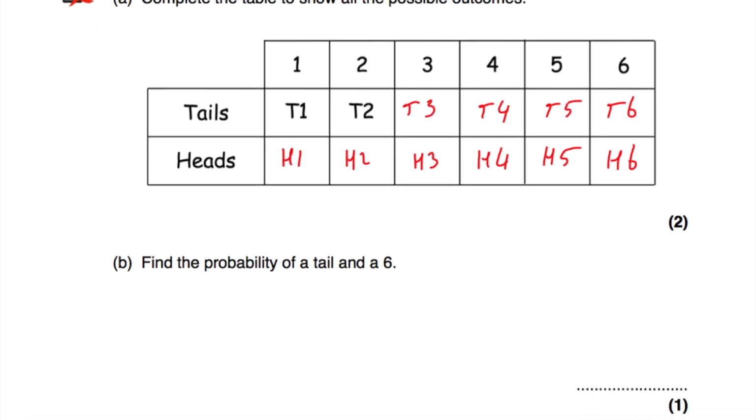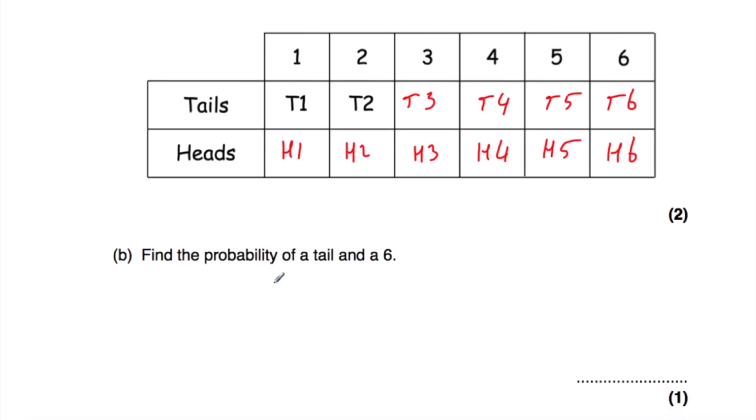Okay, let's have a look at our next part, part B. Part B says find the probability of a tail and a 6. So if we have a look here, we've got 12 possible outcomes, so we're going to put 12 on the denominator. And a tail and a 6 is this outcome here. There's only one option that is a tail and a 6, so it's going to be 1 out of the 12. So the probability of getting a tail and a 6 would be 1 out of 12, or 1/12. And that's it.